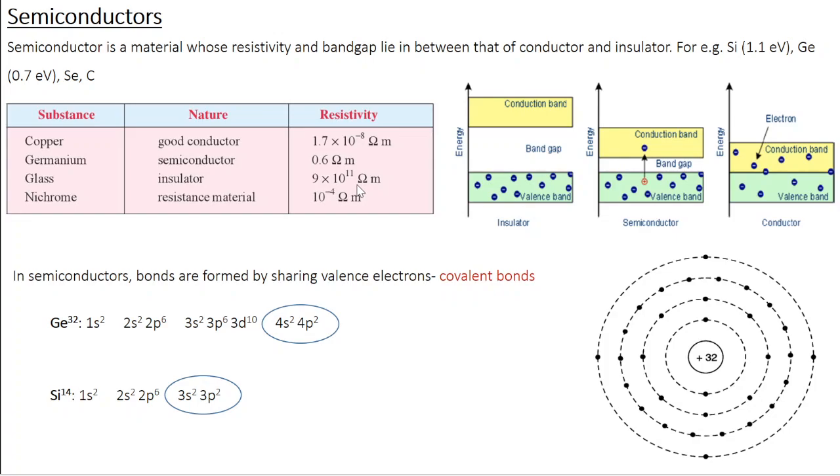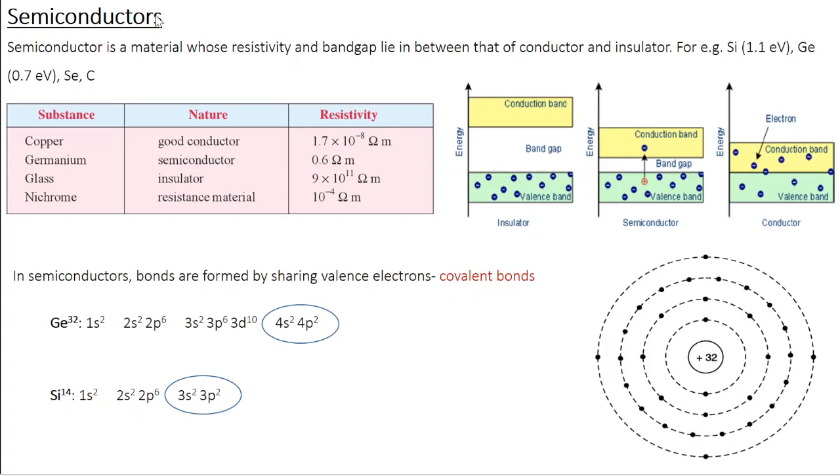For a semiconductor, its conductivity or resistivity is intermediate between a conductor and an insulator. So their values lie in between that of a conductor and insulator. If you take a common semiconducting material like germanium, its resistivity is around 0.6 ohm meter. Or if you take another important semiconductor, silicon, it's around 60 ohm meters.